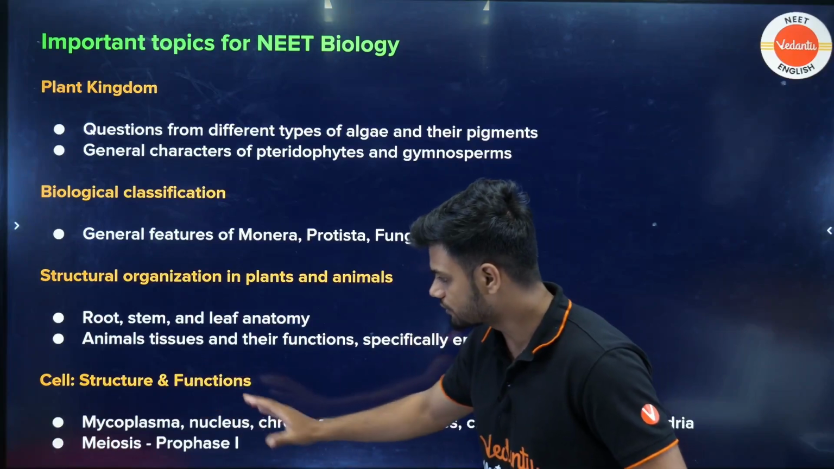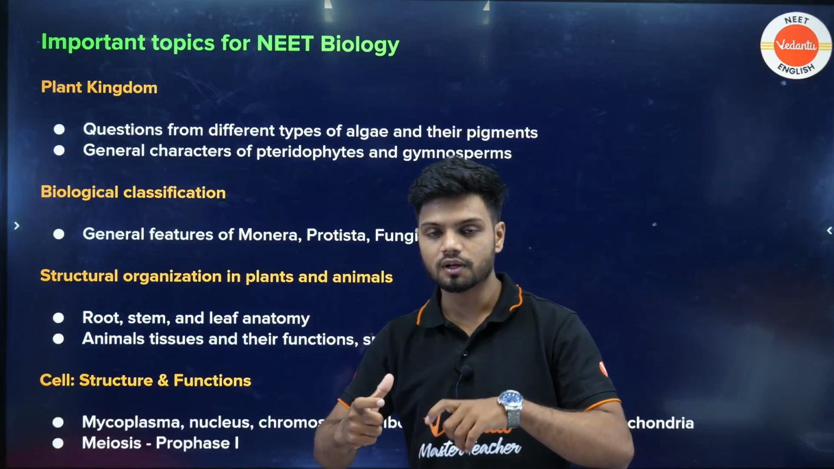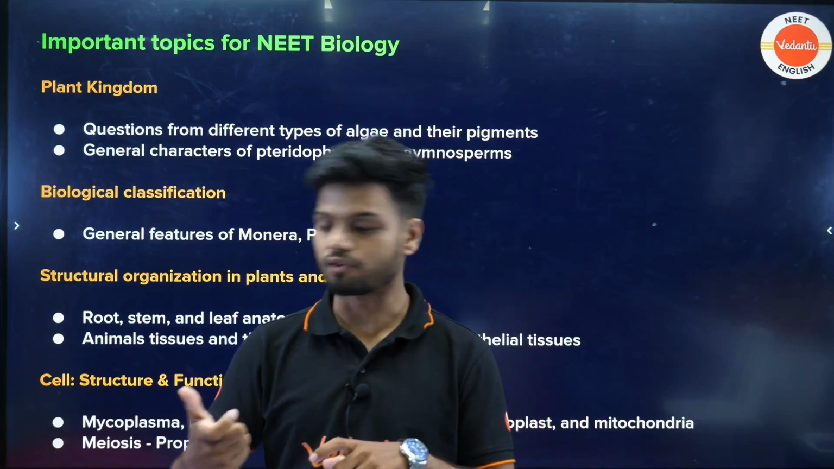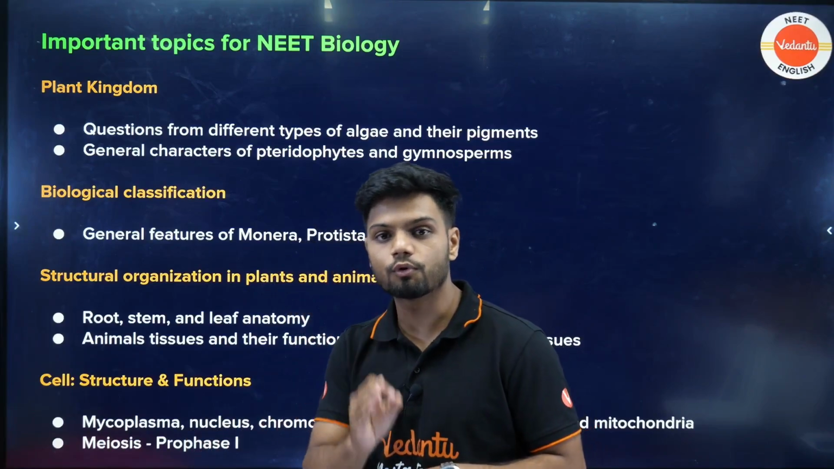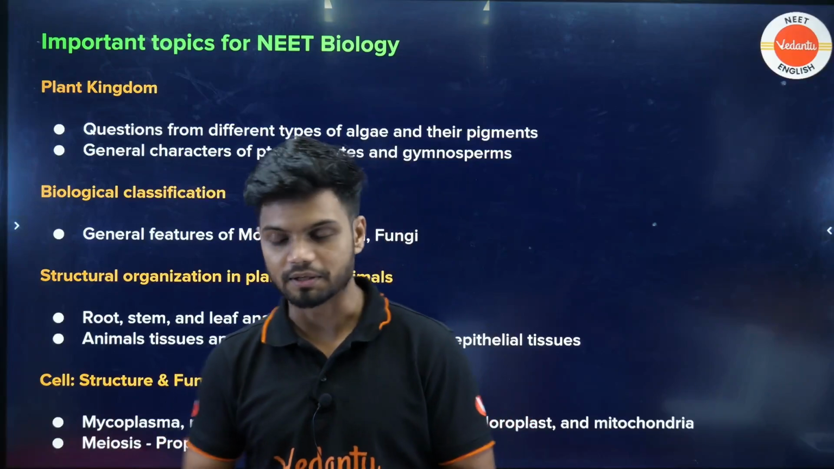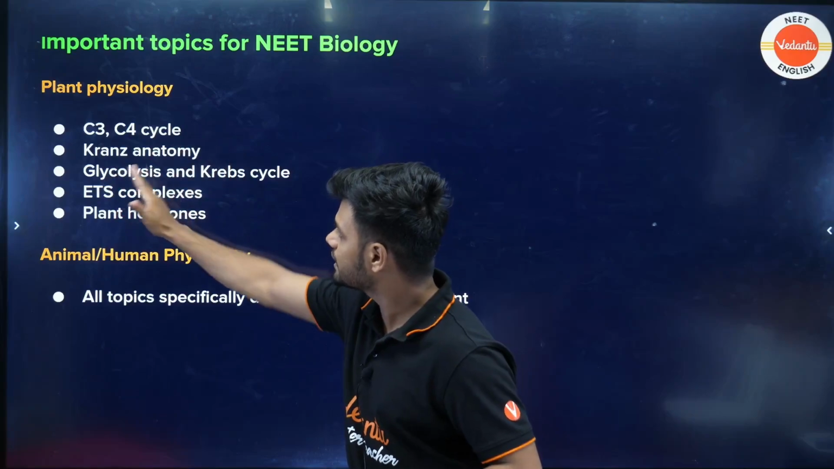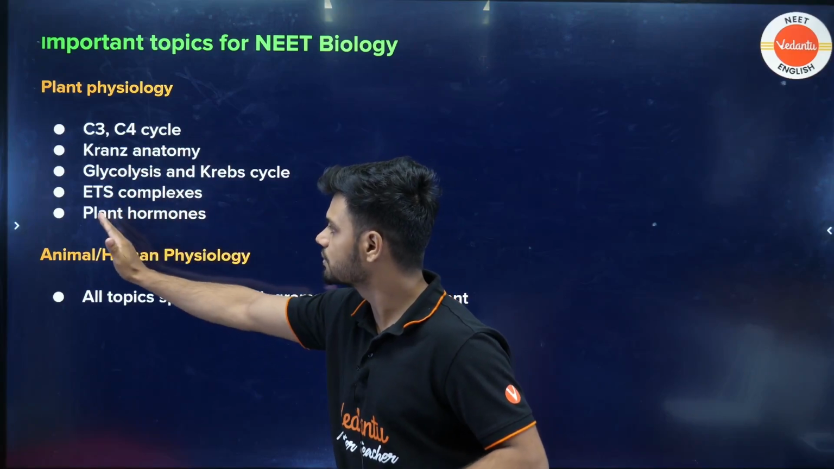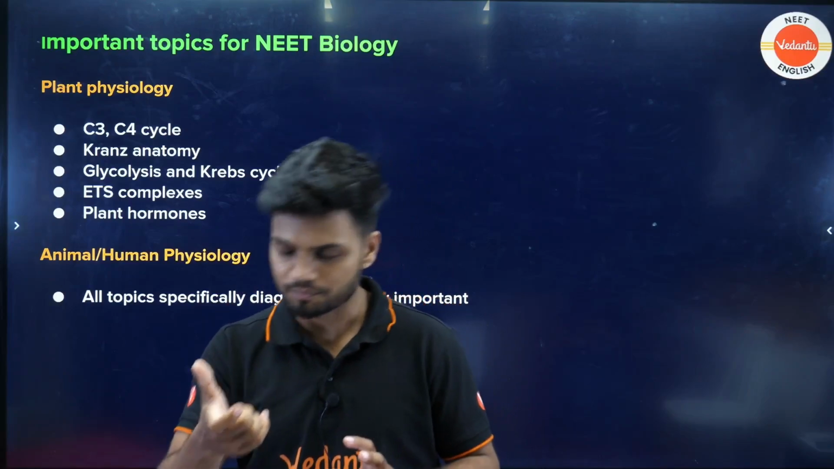Then we have cell structure and function. Under cell structure and function, if you look at cell division, one question has been repeatedly asked from your meiosis 1, prophase 1. Then we have plant physiology: C3 cycle, C4 cycle, glycolysis, Krebs cycle, electron transport system, plant hormones. These are the topics where the high weightage comes into the picture.